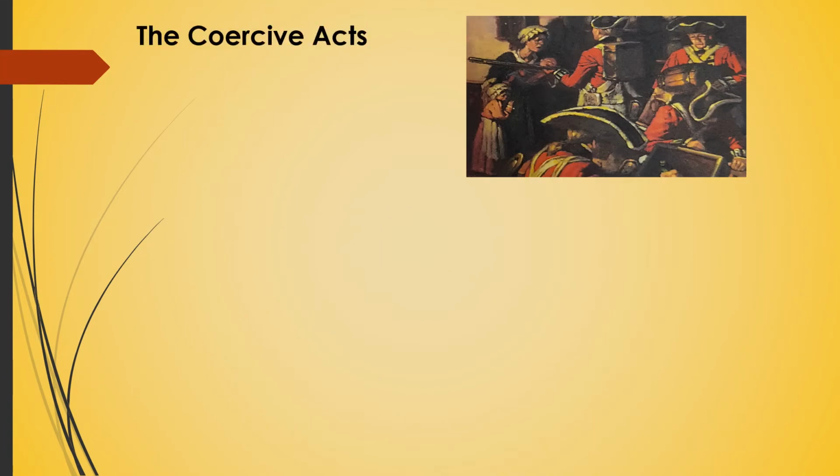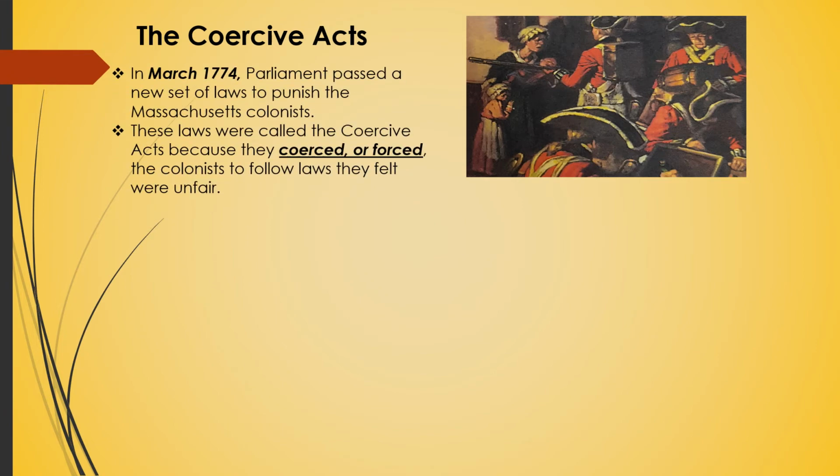Their angry protest became known as the Boston Tea Party. Now what about the Coercive Acts? The Boston Tea Party angered British leaders. So in March 1774, Parliament passed a new set of laws to punish the Massachusetts colonists. These laws were called the Coercive Acts because they coerced, or forced, the colonists to follow laws they felt were unfair.